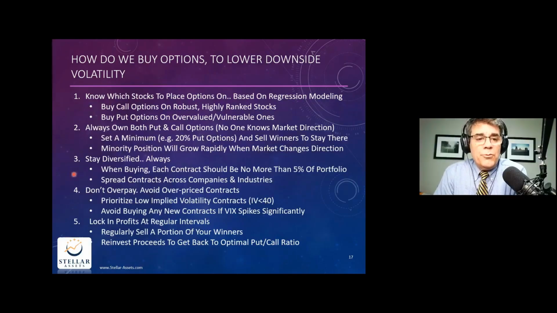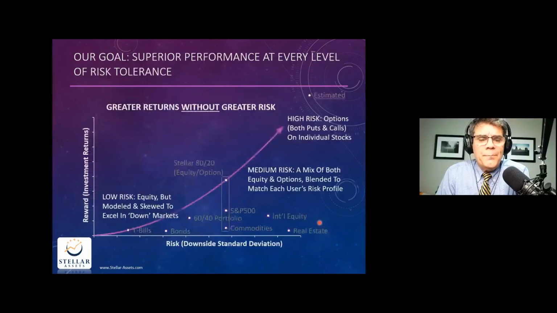That's important. These other three rules, each rule is important for the overall profitability. You got to stay diversified. You don't want to overpay. I like to lock in profits on a regular basis. But those first two are critical, and I just wanted to highlight them.